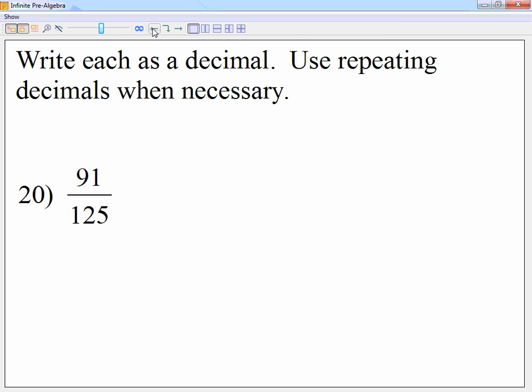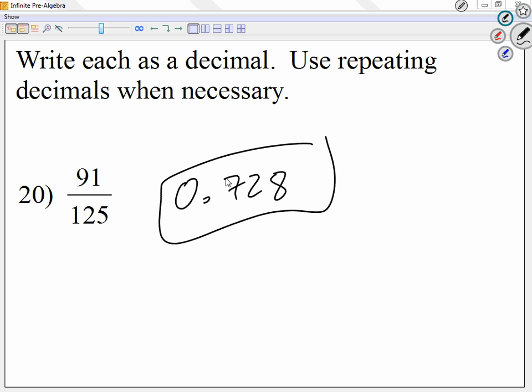All right, so looking at number 20, I'm just going to type it in, 91 divided by 125. According to the calculator, I get 0.728. And that's it. Let me move into number 23.